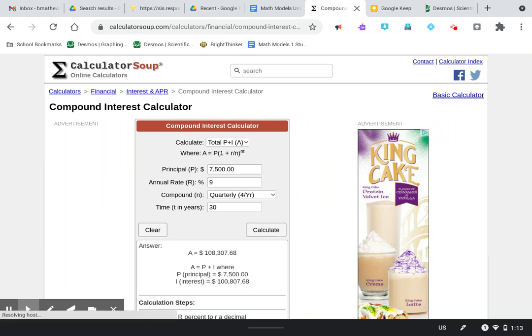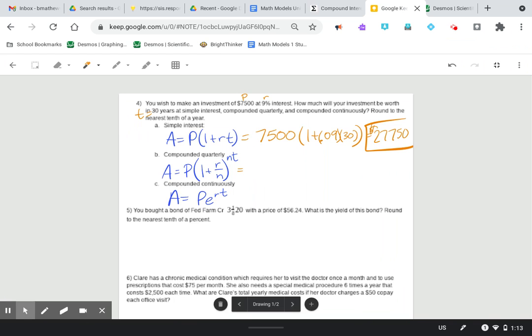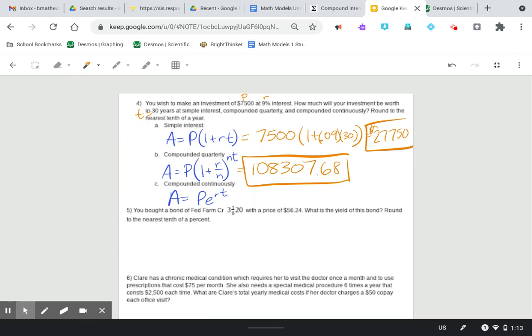108,307. Just be aware, the answer from the online calculator might not be exactly what you got there, but just choose the answer on the test that's closest to being that.